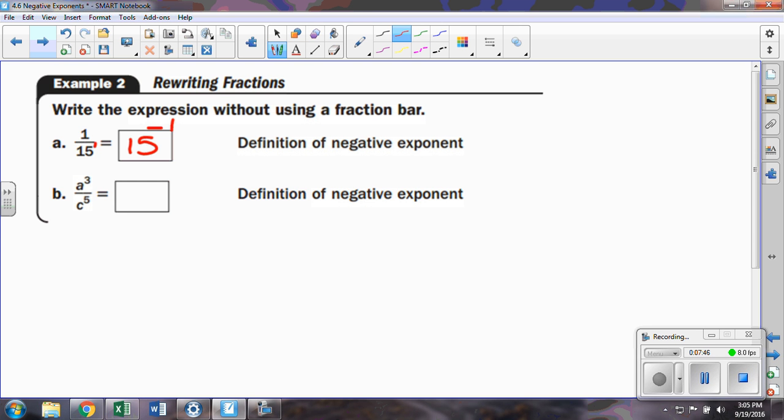So for problem B here, well, a cubed is already in the numerator. We don't need to do anything with that. But to get rid of the denominator, c to the 5th, we've got to switch it to a negative. And we're done. We've eliminated the fraction bar as the directions asked us to do, just by switching it from a positive exponent up to a negative exponent.